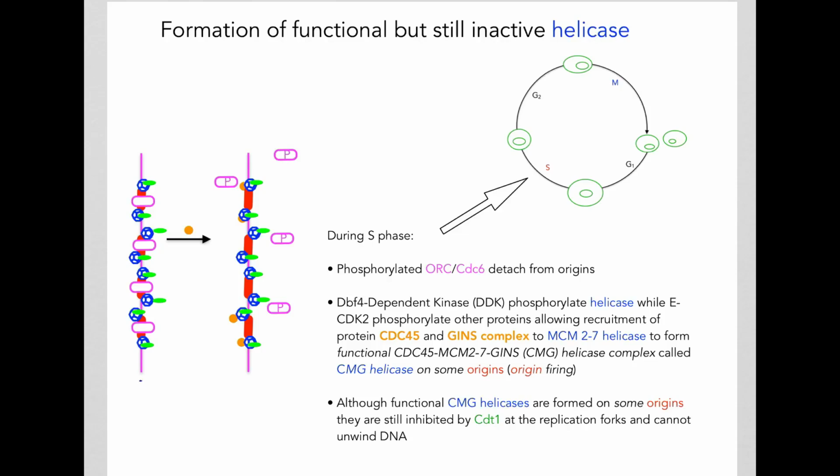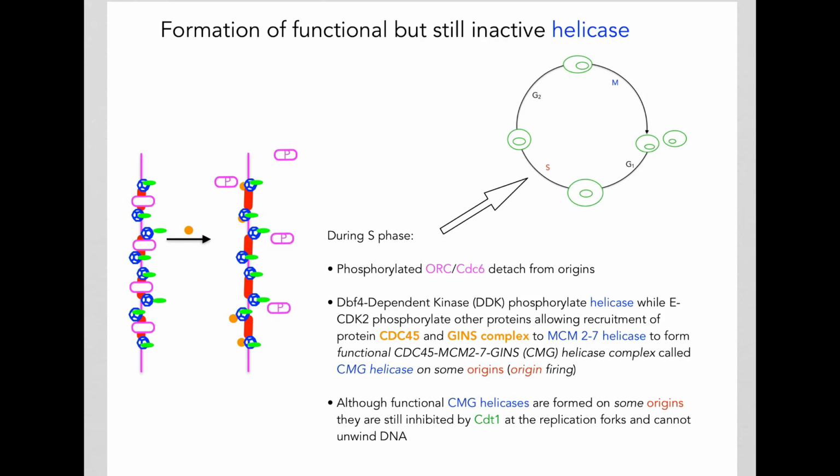So after the origins have been licensed, during the S phase, as cyclin concentrations increase and phosphorylation happens, the phosphorylated ORC and CDC6 will be removed from the origins. So we see these phosphorylated proteins being removed from the origins.